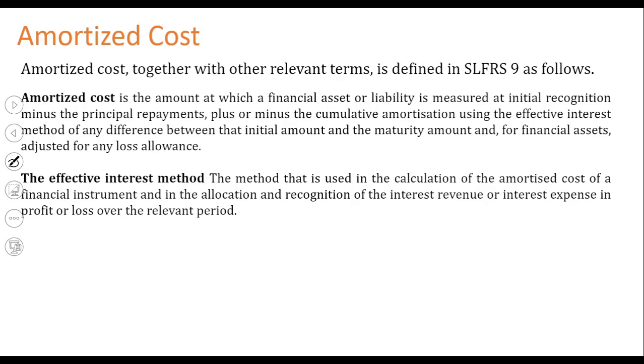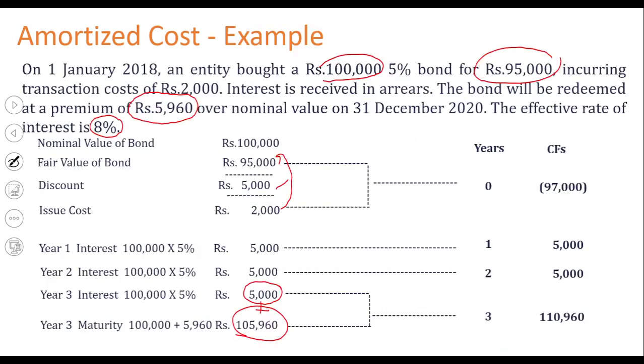Now you can recall we purchased this asset for 95,000. At maturity we are getting 105,000. We need to use a particular rate of interest to calculate how this 95 becomes 105.